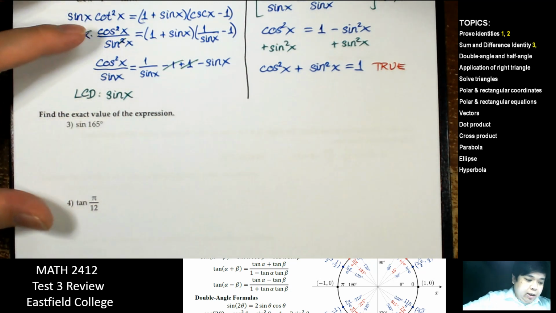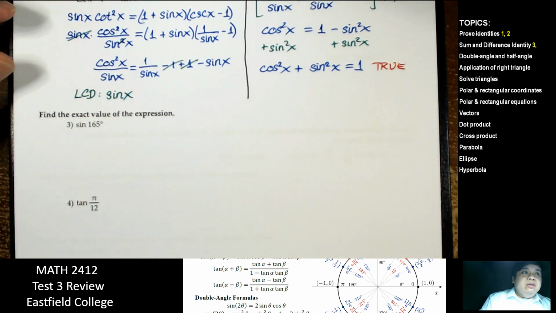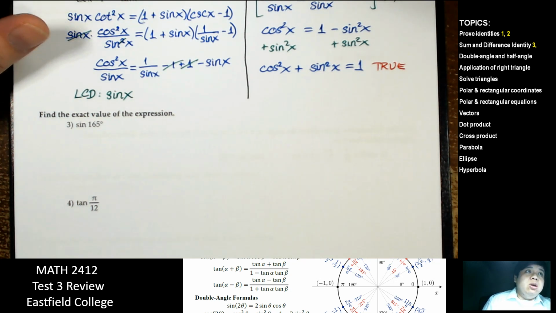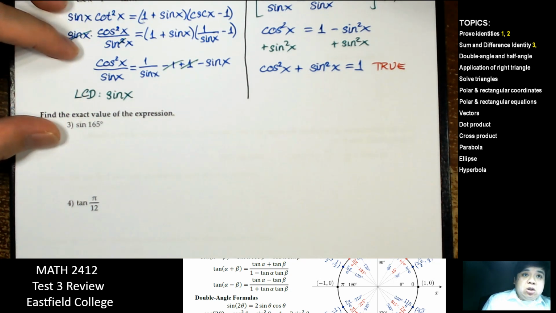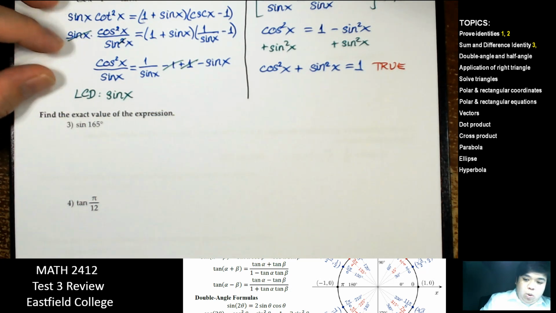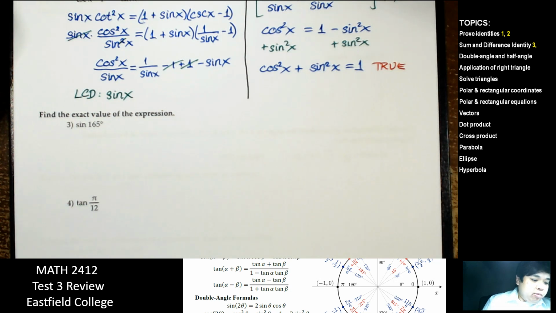Right. So sine of 165, we have to look for something that adds up to 165, and we only know the values of 30, 45, and 60, and the multiples of those angles. So I would use 165 like 120 and 45. That would do.